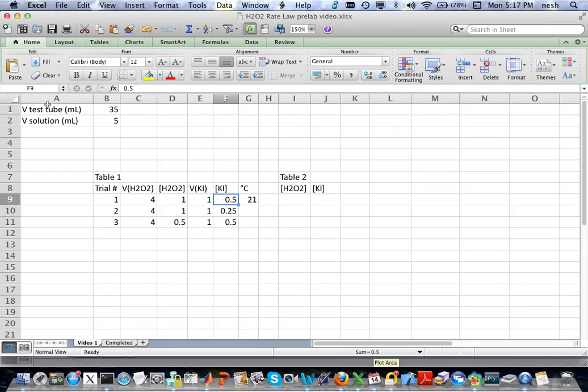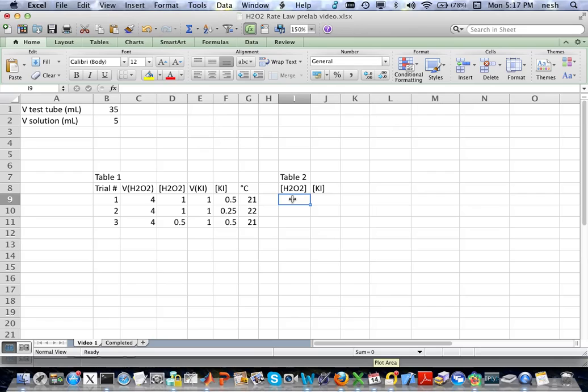And I've also added this new column here. We don't know what the temperatures are going to be, but I'm just going to enter in some numbers. So I may as well do that now. Maybe the reaction warmed up when you did it the second time, and maybe it cooled down again the third time. So now let's go ahead and calculate these concentrations.